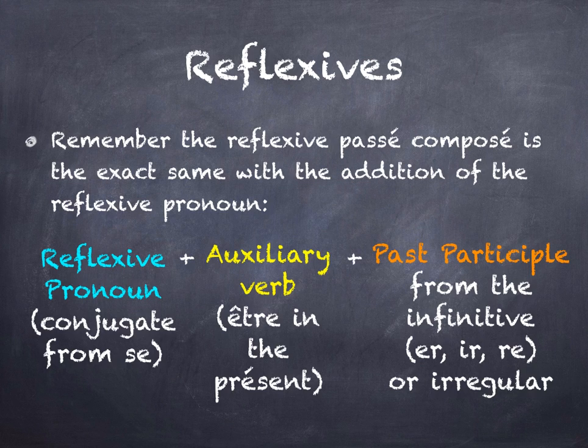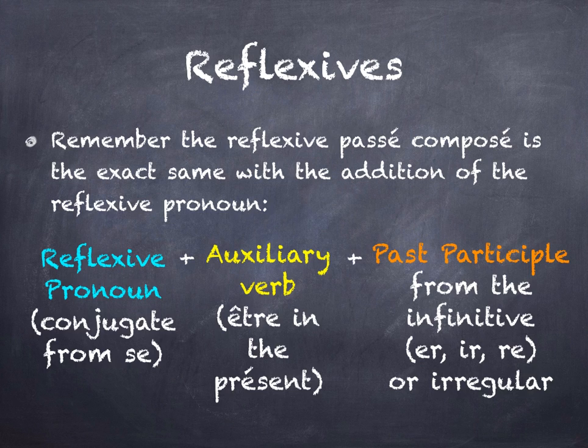Just like the se is part of the infinitive, it's still part of the verb in all of the conjugations. However, the actual conjugation of se never changes based on tense. It's a pronoun, it's not actually a verb. So you don't have a past myself and a future myself, it's just myself. Me, te, se, nous, vous, se.